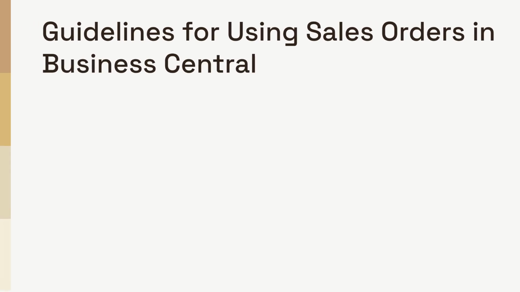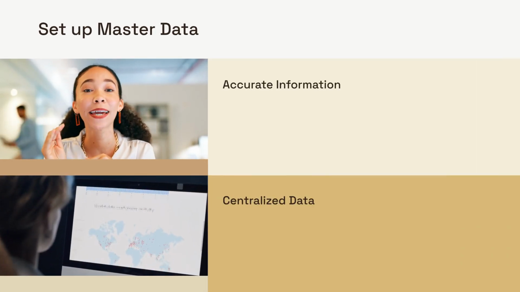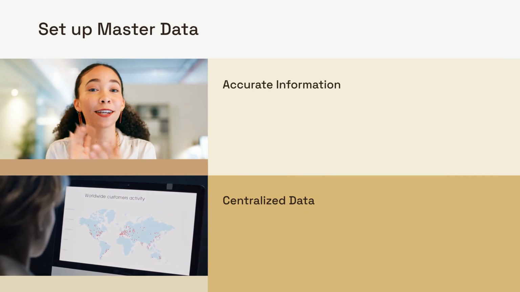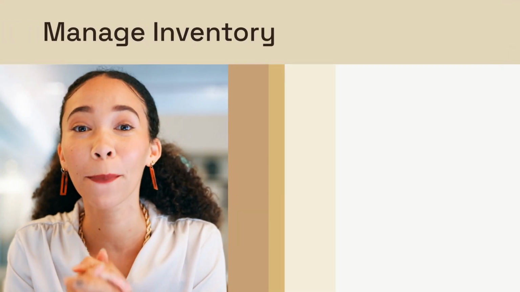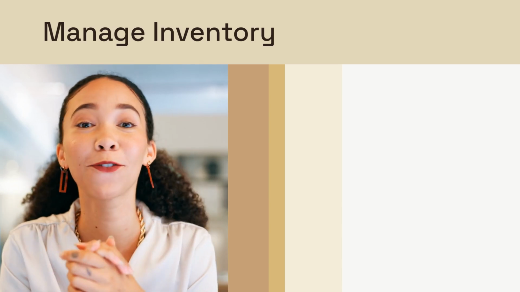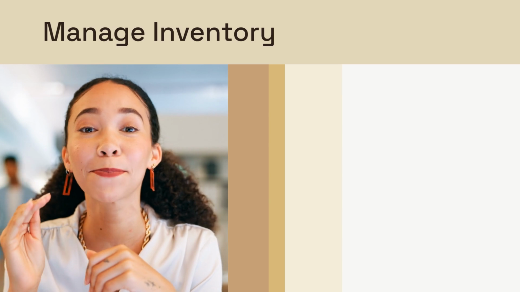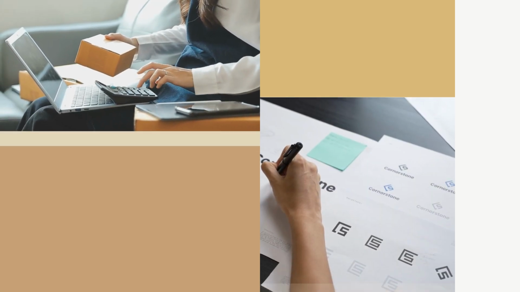Here are some guidelines to use sales orders effectively in Business Central. Ensure customers, items, and prices are correctly set up in Business Central before creating sales orders. Regularly update stock levels and use reservation features to allocate stock to specific sales orders. Customize sales order templates to include company branding and required fields.